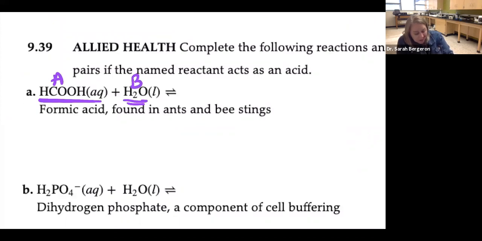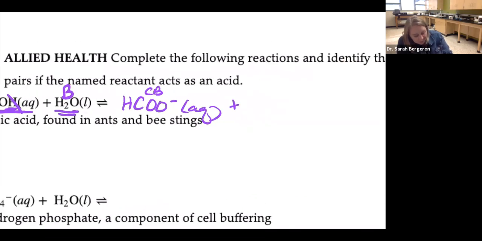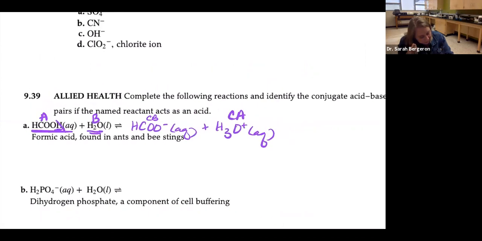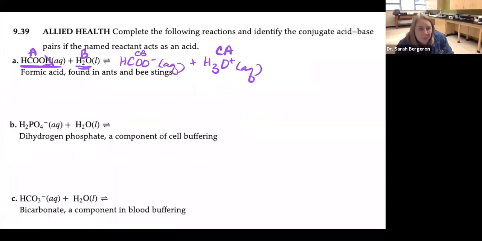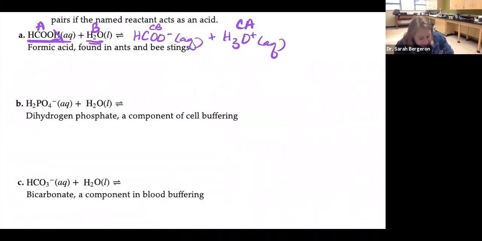So what's going to happen? If I have an acid, it's going to donate a proton. So I'm going to be HCOO minus, right? Because I'm not going to put my hydrogen. And then this is going to be my conjugate base. And then my water is going to gain a hydrogen. And so I'm going to make H3O plus, aqueous, and this is my conjugate acid, right? What does it say? Complete the following reactions, identify conjugate acid-base pairs if the named reactant acts as an acid. There you go. Okay, so we're good. Sometimes I gotta go back and read all the instructions.